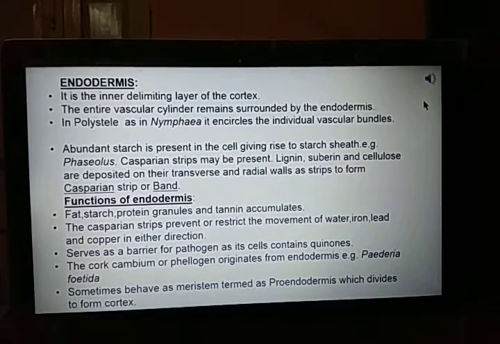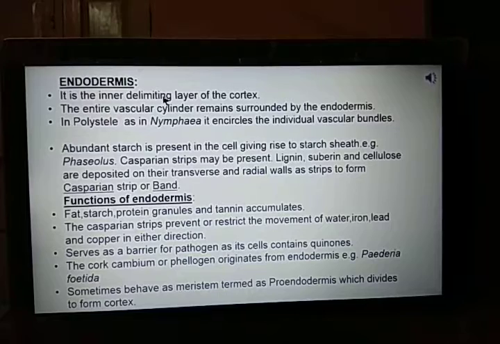Next to the cortex is the endodermis. It forms the inner delimiting layer of the cortex. The entire vascular bundle remains surrounded by the endodermis, but in certain cases, as in Nymphaea, the individual vascular bundles are encircled by an endodermal layer. In this case, the stele is called polystele.